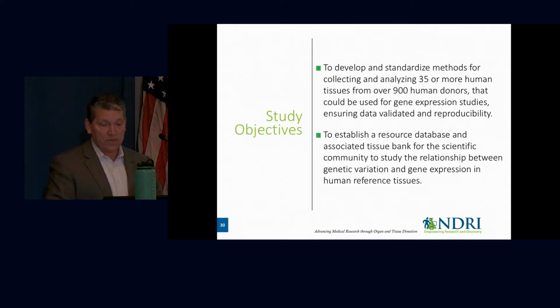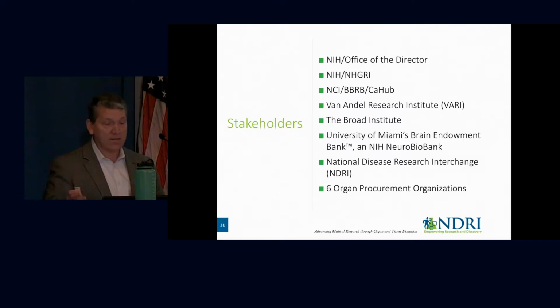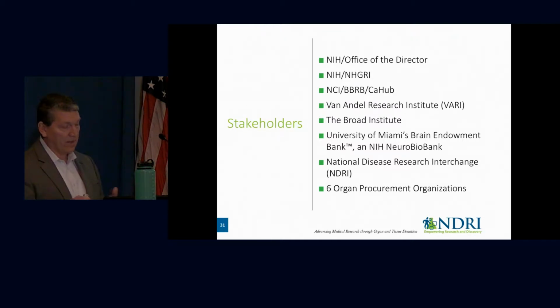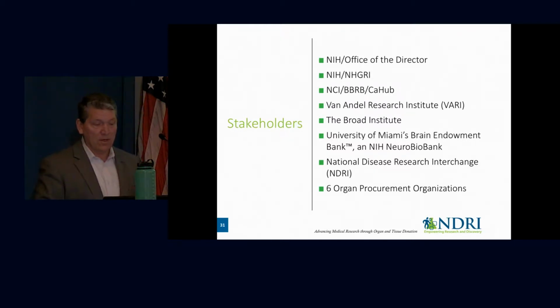Also to establish a resource database and associated tissue bank for the scientific community to study the relationship between genetic variation and gene expression in these human reference tissues. So again, a lot of stakeholders involved. I probably missed a few here, but from the top down: Office of the Director, Francis Collins, NHGRI, BBRB from NCI, Van Andel Research Institute, the Broad Institute, University of Miami Brain Bank. They did all the isolation of brains that were sourced for the study. NDRI, of course, was involved. And we also worked with about 6 organ procurement organizations. And we had to standardize this across all these sites.